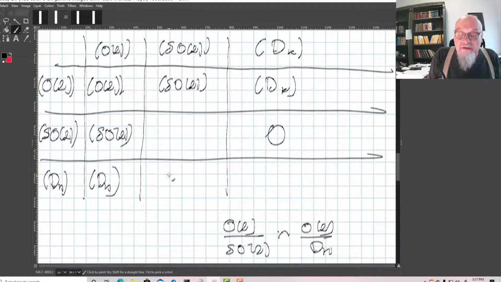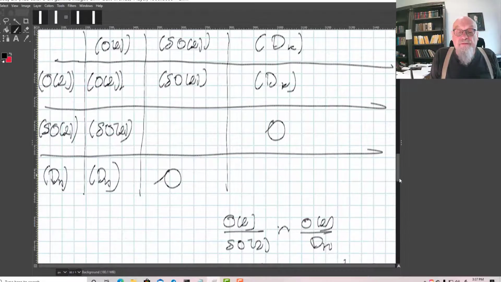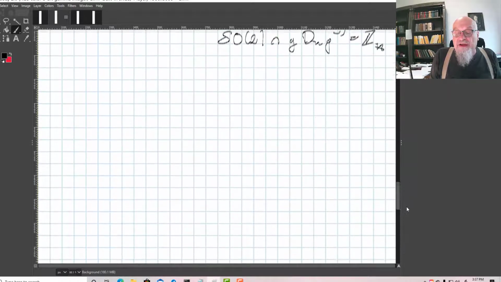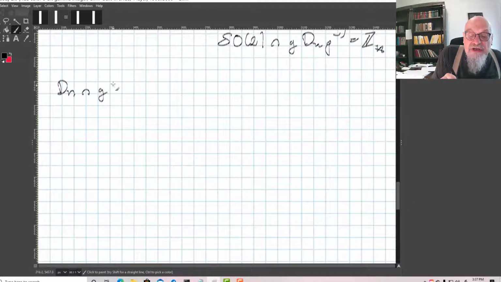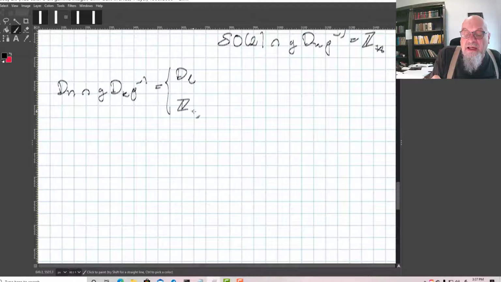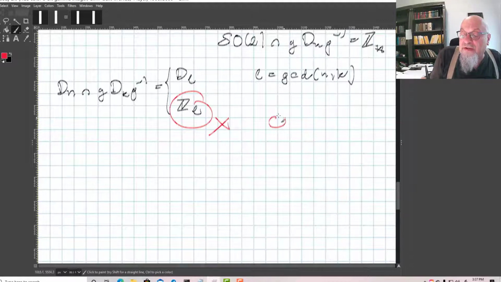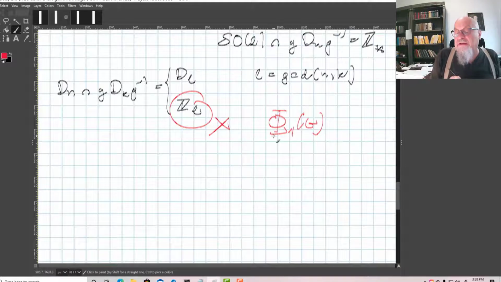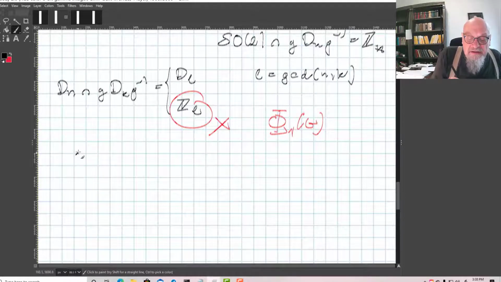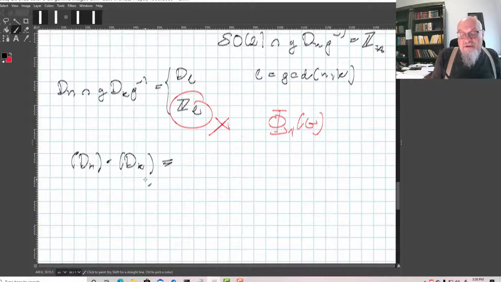So now let's compute the product dn times dk, so dn intersection G dk G minus 1, you will find out that that one has two values. This will be dl or zl depending on G, and in our case L will be equal to the greatest common divisor of n and k. Since that one is not in the phi 0 but in the phi 1, so only dl. So we can write it down that the product dn times dk will be equal to x some integer times dl.